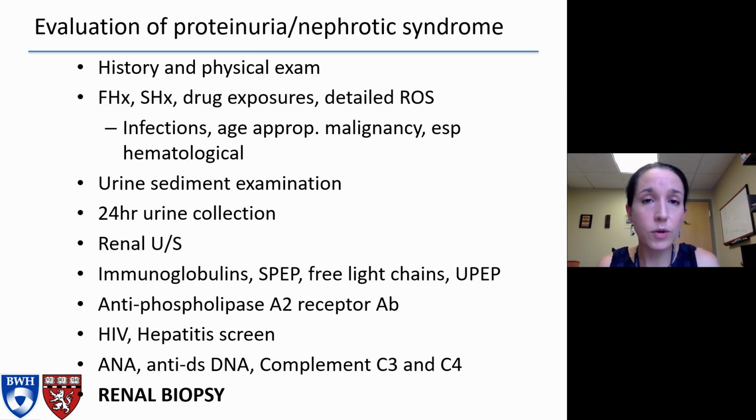Antiphospholipase A2 receptor antibody is very specific for membranous nephropathy, so this is a very useful test. We also look at HIV and hepatitis screen. We do an autoimmune screen. But most patients with nephrotic syndrome will require renal biopsy for diagnosis and prognostic information.